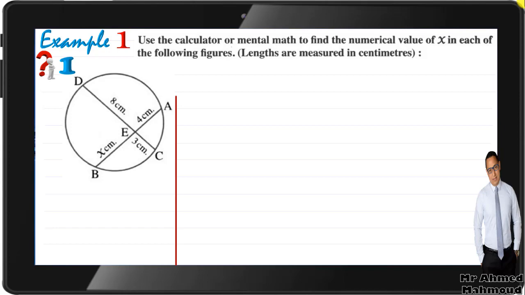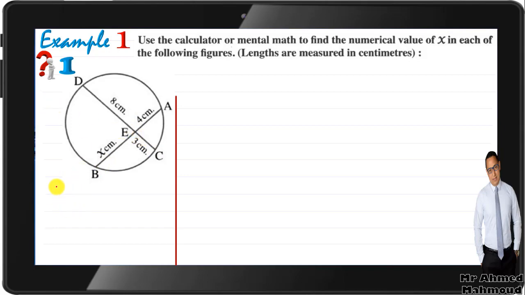Okay, using a calculator or mental math to find the numerical value of x in each of the following figures, length measured in centimeters. Here, two intersecting chords inside the circle. As we saw before, EA times EB equals EC times ED.